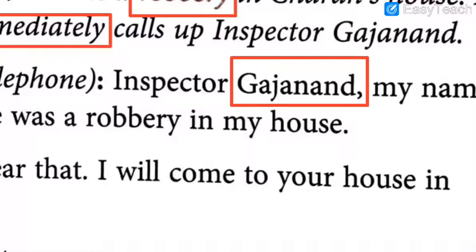And yes, I know my students are very genius and cooperative. They will write. I have faith in you. Now it's time to repeat after me, students. Please repeat this spelling with me. Gajanand.